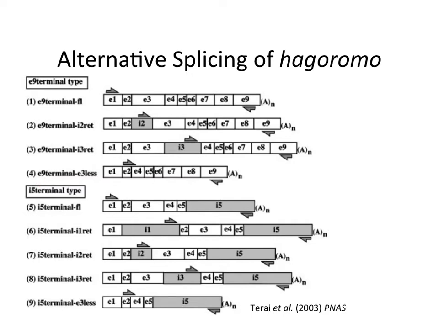They all... Right, so they all have retained intron 5 at their 3' end. So it didn't get spliced out.